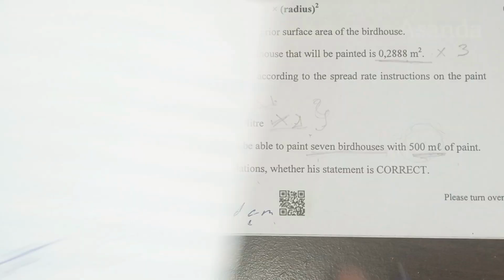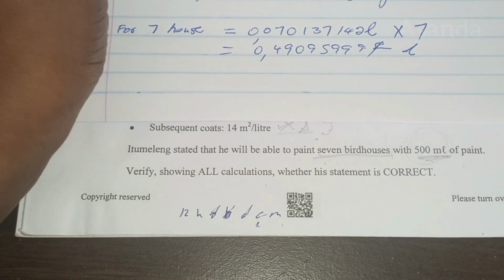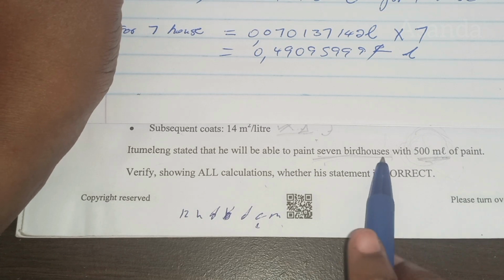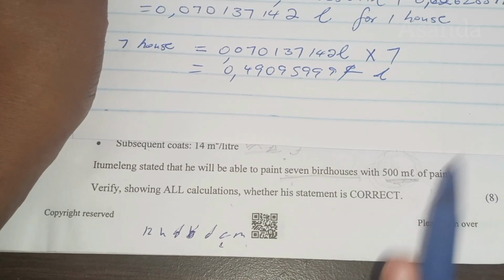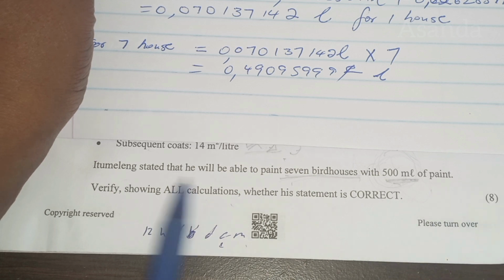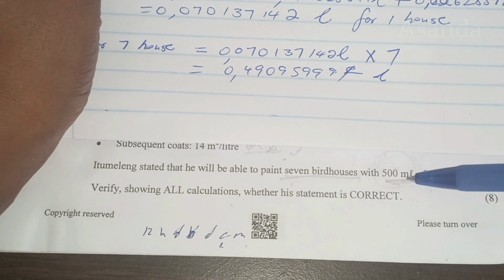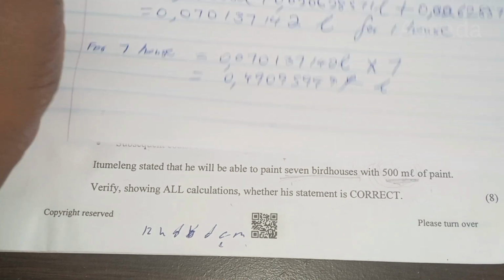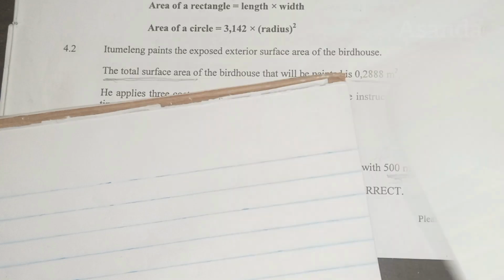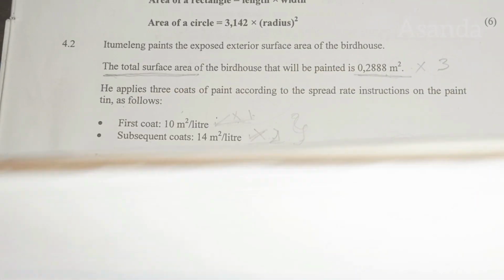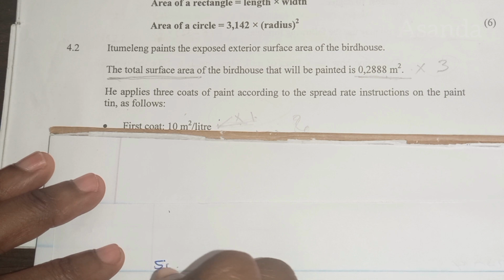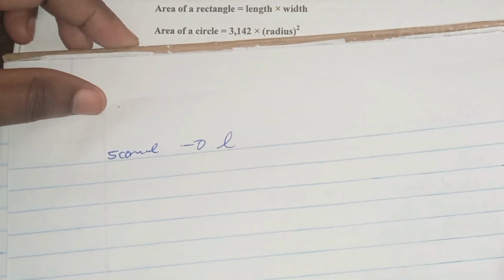Now we have the paint for all 7 birdhouses, and the problem starts here. He's going to buy 500 milliliters of paint, and he says this would be enough. He states that amount, but I have liters here. So I'm going to change 500 milliliters to liters and then compare. Let me convert 500 milliliters to liters so that I can find out.